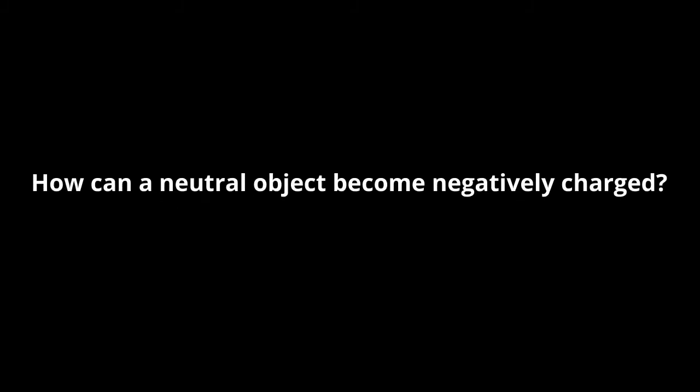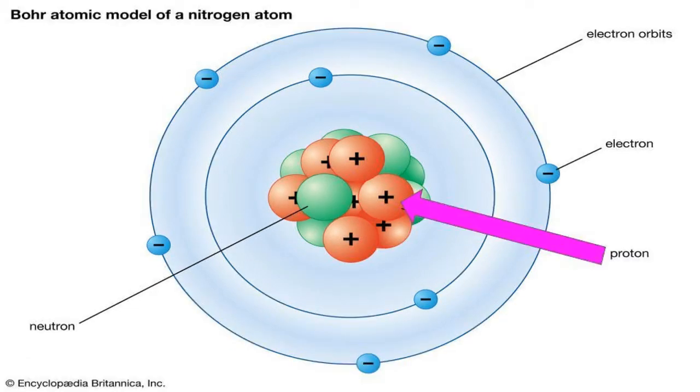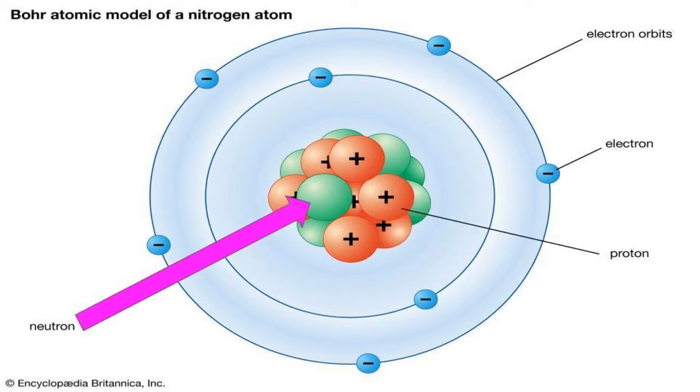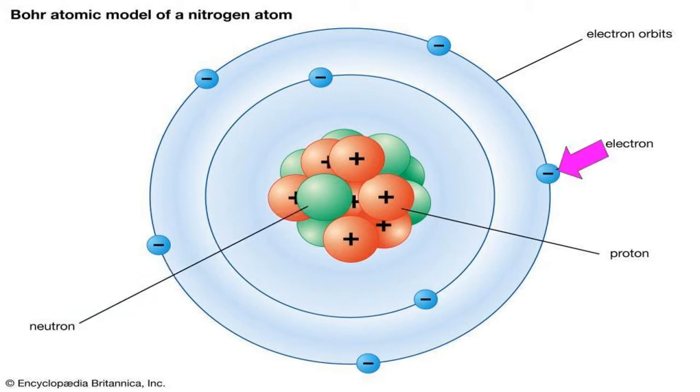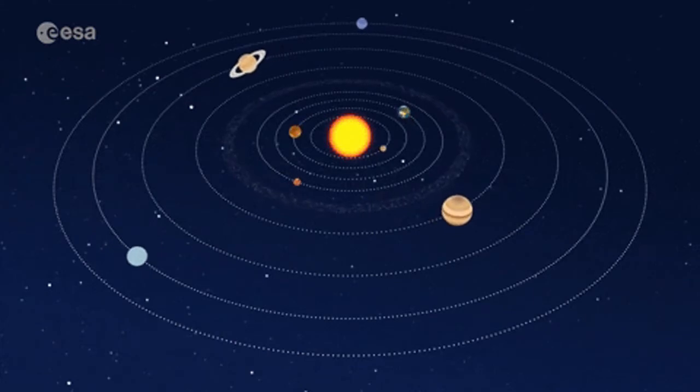How can a neutral object become negatively charged? Well, first we have to look back to the structure of an atom. Inside the nucleus, you have positively charged protons, an equal number of neutrons, which have no charge, and negatively charged particles called electrons that move around in orbitals, kind of like how planets revolve around the sun.